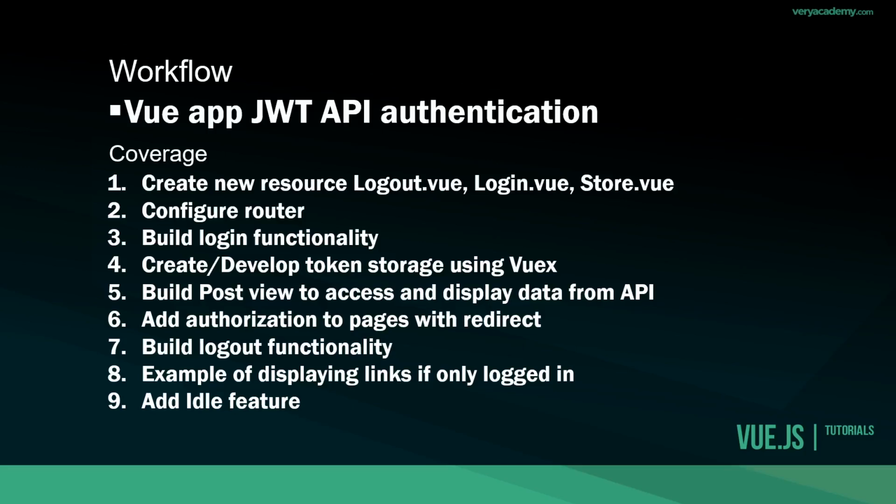So this is the workflow for the Vue application that we're going to develop. Continuing from the first tutorial, we just now need to extend the application to include logout, login, and store. So we need to reconfigure the router and then build some login functionality. We then develop a token storage area and then build the post view so that we can access and display data from the API. Once we get to step 5, you'll have a working example of JWT being utilized to authenticate Vue to access the data from the Django API.